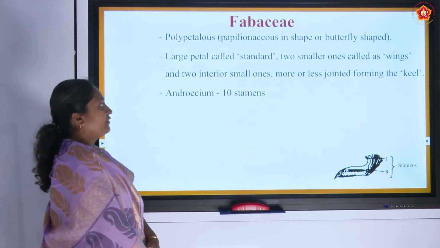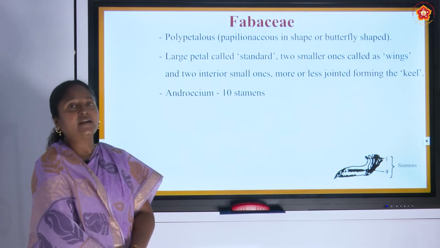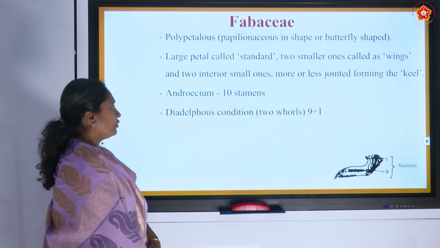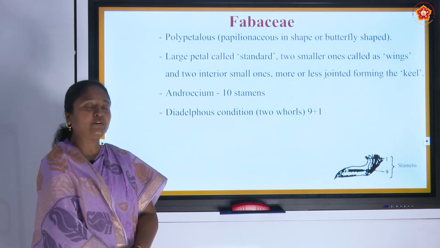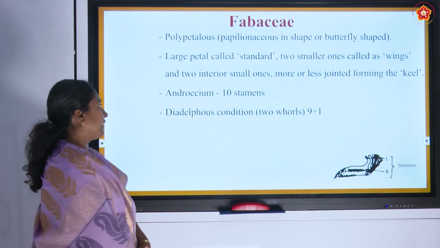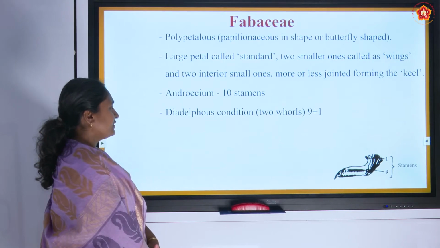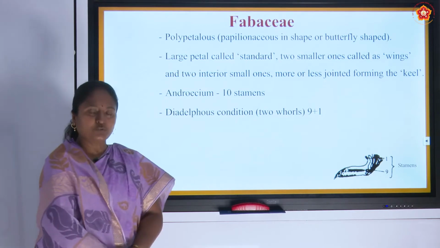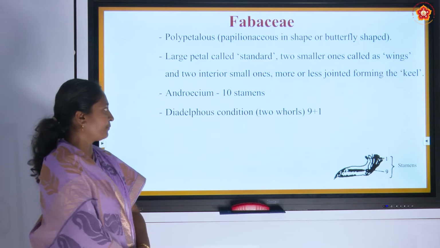Then Androecium, when we are considering, it has 10 stamens. In your textbook you can see the diagram, it is arranged in two sets, that is a 9 plus 1 arrangement. 9 stamens are combined together forming a groove, and one is a separate stamen that we can see. Then this condition is known as diadelphous condition. That diadelphous condition means it has two whorls, that is they are arranged in a 9 plus 1 arrangement.